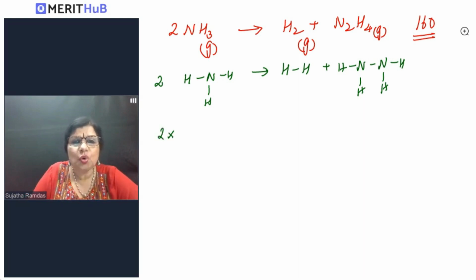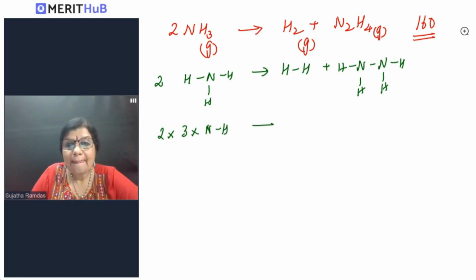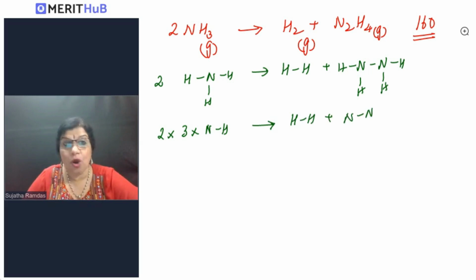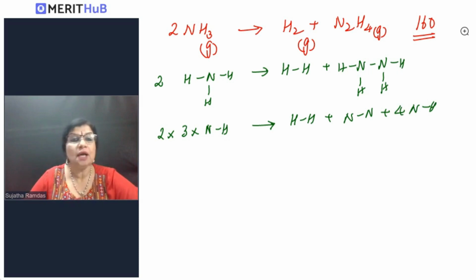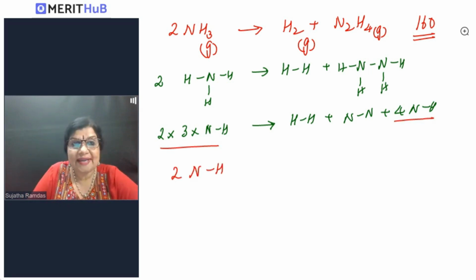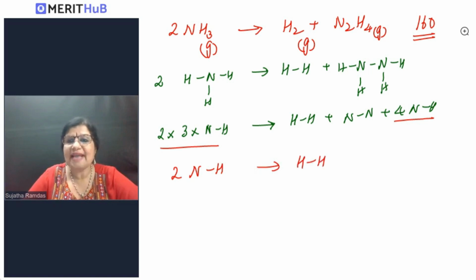Okay, let's write down all the bonds involved here. So here you have 2 NH3. There are 3 NH bonds, giving you HH plus there is an NN bond whose bond energy we have to find out ultimately plus 4NH. You've got 4 NH bonds on the product side. So you have 6 NH bonds on the reactant side and 4 NH bonds on the product side. So what do we do? 6 minus 4. We have 2 NH giving you HH plus N single bond N.